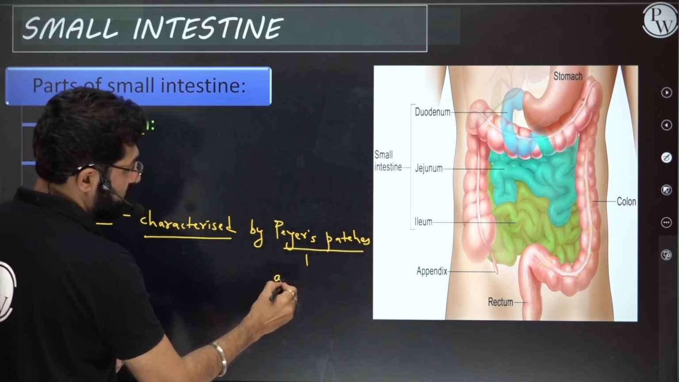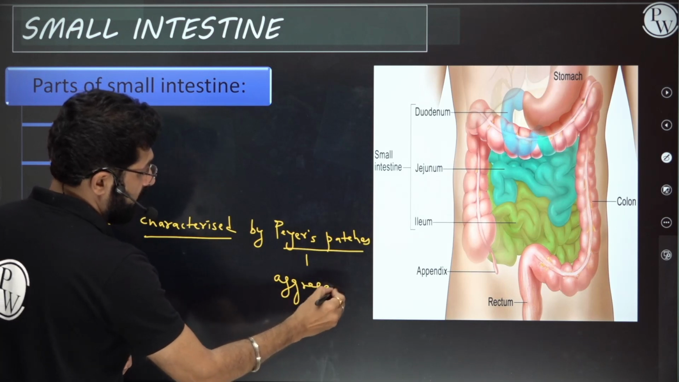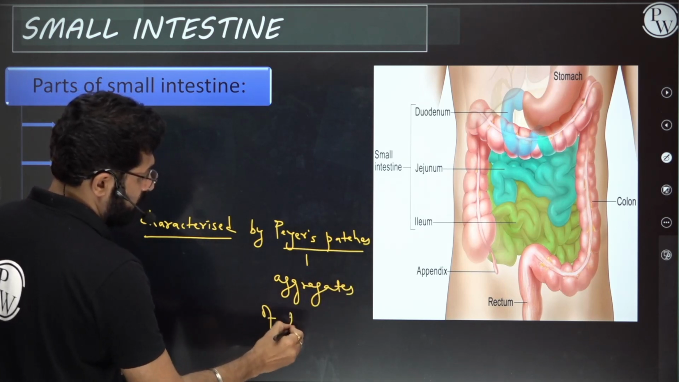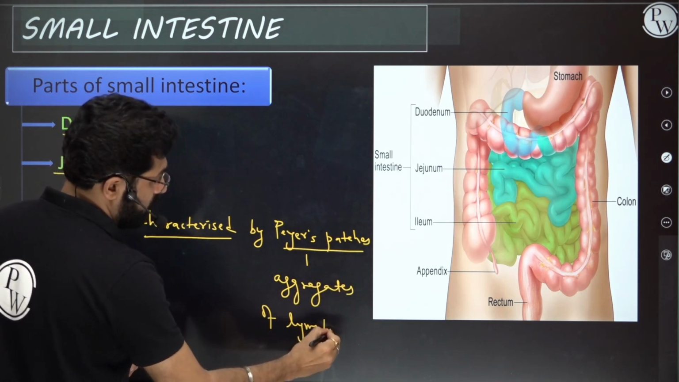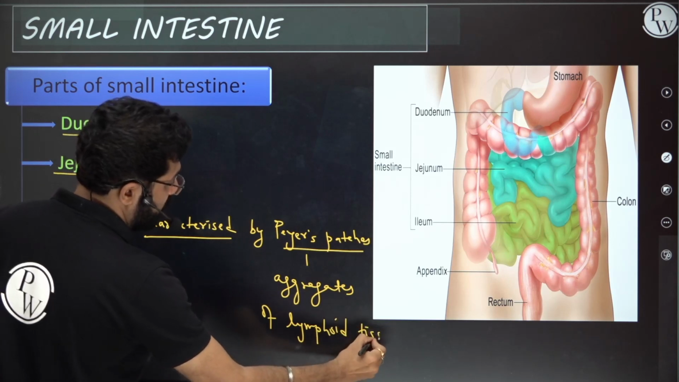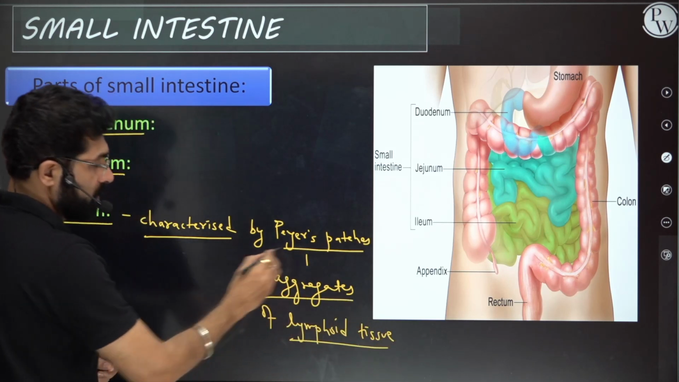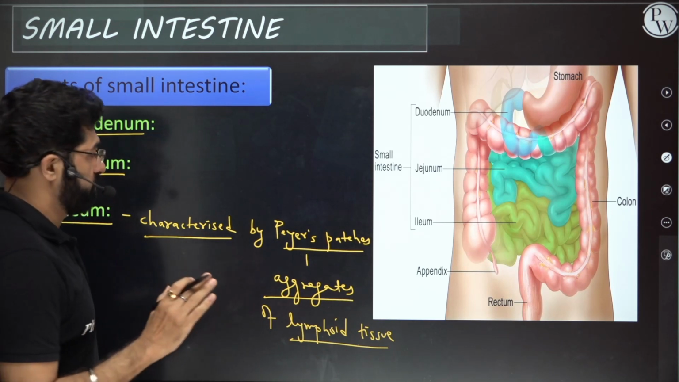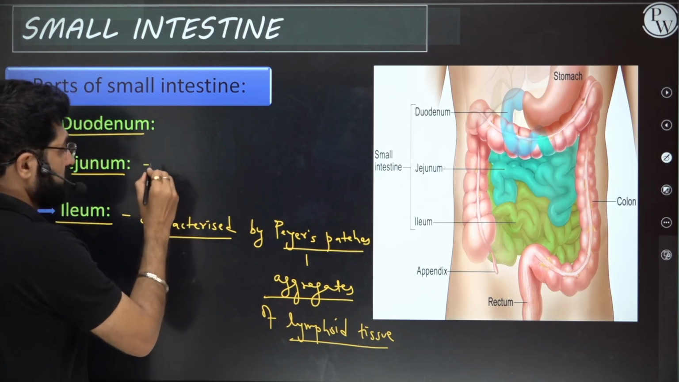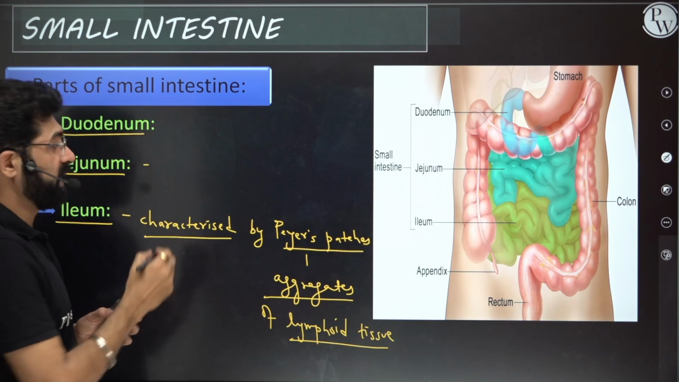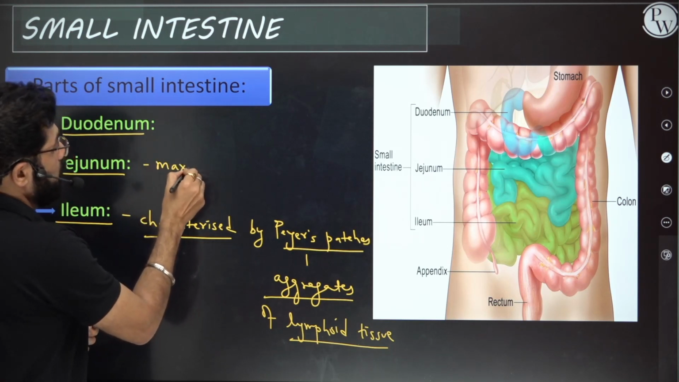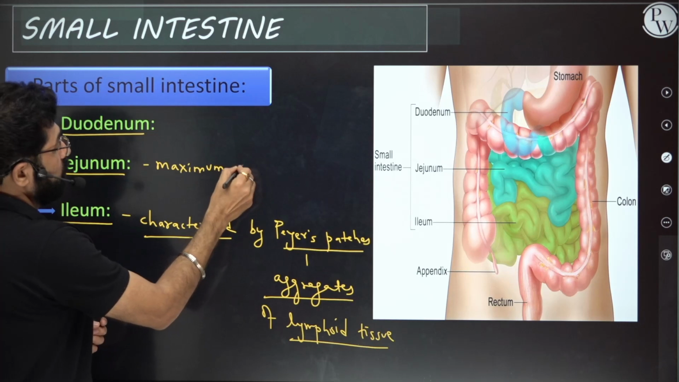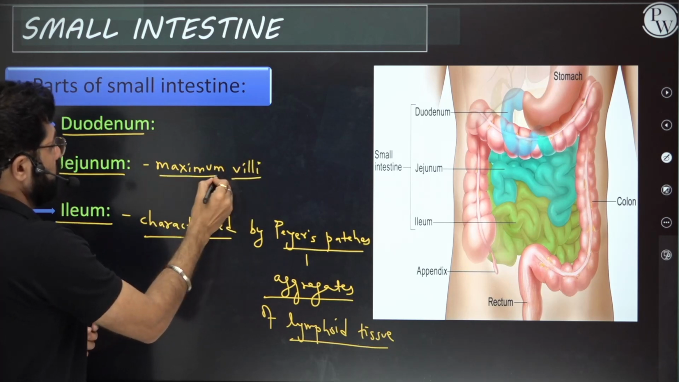These are aggregates of lymphoid tissue. So wherever you find the lymphoid tissue aggregates, Peyer's patches, you won't find the villi in that region. Jejunum is also very important. It has maximum villi. So maximum villi will be present in the jejunum.